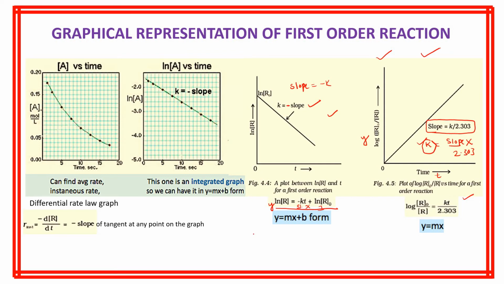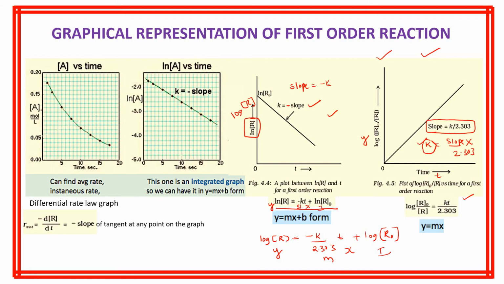Sometimes this expression we can also write like this, in terms of log: log concentration of R is equal to minus K by 2.303 into t plus log initial concentration. This is in terms of natural log. So we can take this as the y-axis, this is the slope, this is x, and this is the intercept point. Now if you take a graph here, in the place of this one we have log concentration of R.